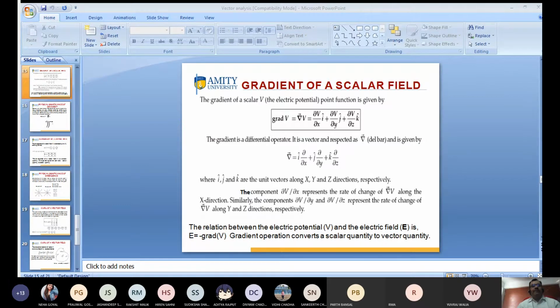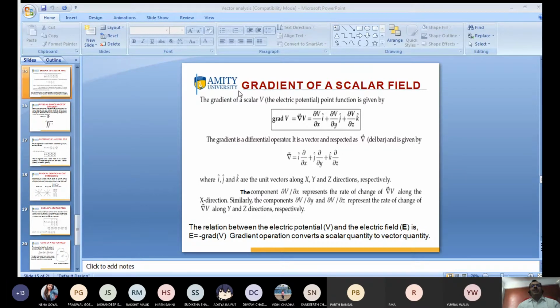My dear friend, you tell me, do you get my voice? Yes, sir. Okay. So this differential operator is operated in three ways. When it is operated on any scalar point function, V is known as electric potential. Electric potential is a scalar quantity. When del is operated on any scalar quantity, this is known as del V.